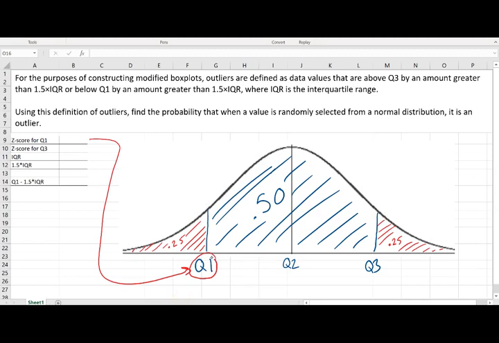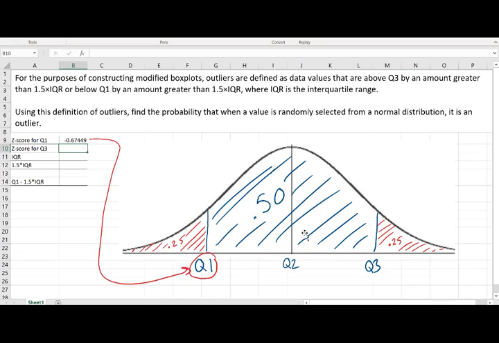Okay, well, we have a function for this. This is the normal inverse function. And since we're dealing with z-scores, we need to use the standard normal inverse function. So that's equal norm.s.inv, and the area to the left, or the probability, is 0.25. Okay, so that's Q1. For a normal distribution, Q1 separates the lower 25% of the data, and so that z-score is negative 0.6745, if we round to 4 places.